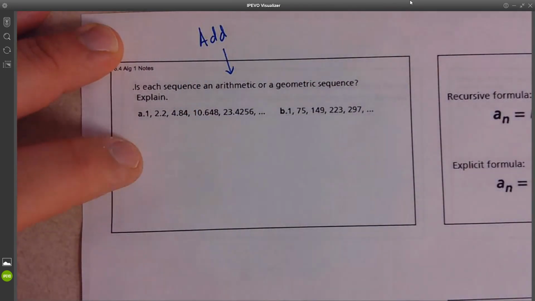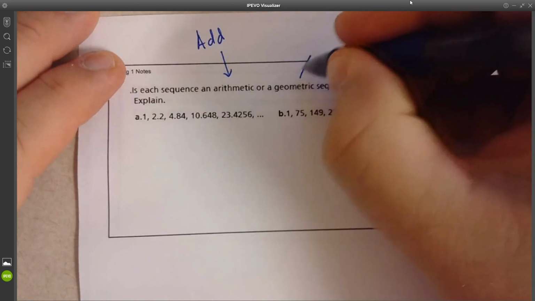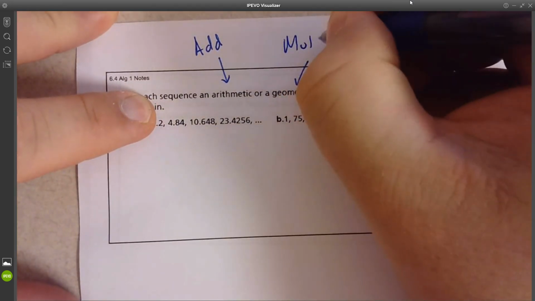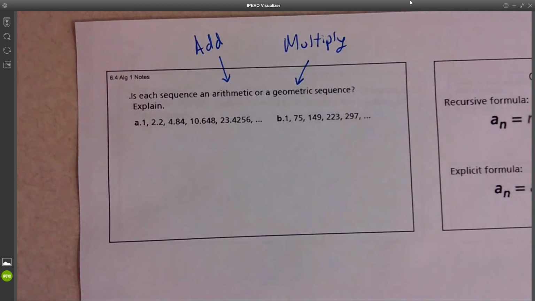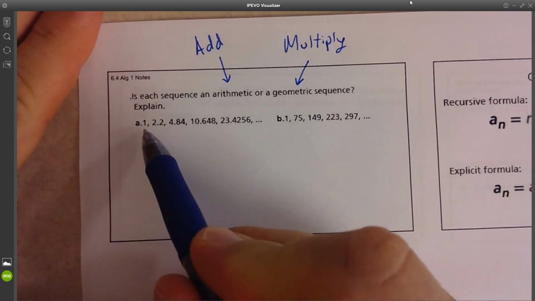Okay, some kind of addition is happening from one number to the next, and it's got to be the same addition. And then geometric. Anyone want to guess what that is? Multiply. Yep. So some kind of multiplication between each number. So in this one, it says, is the sequence arithmetic or geometric? I don't know why they came up with geometric for the multiply one, but that's what we're going to go with.